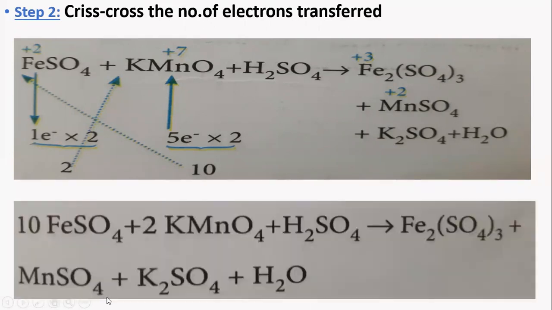So now your reaction will become like this. 10 FeSO4, that is, here this side will have to go on this side, and here this 2 will have to go here this side. So which means 2 KMnO4. So your reaction will be like this after cross multiplying it.